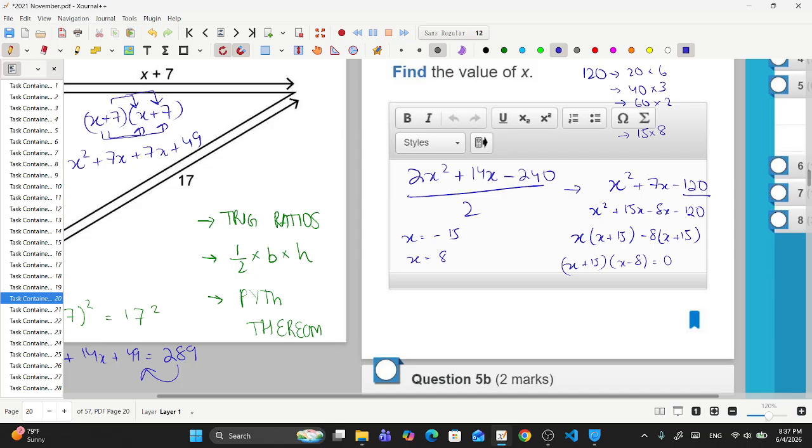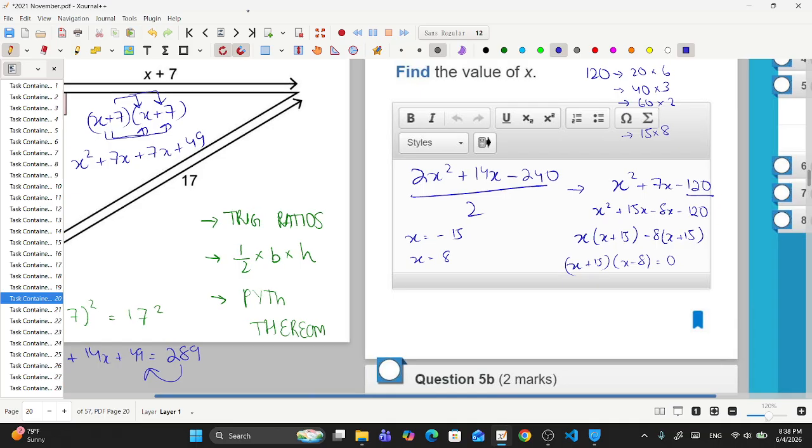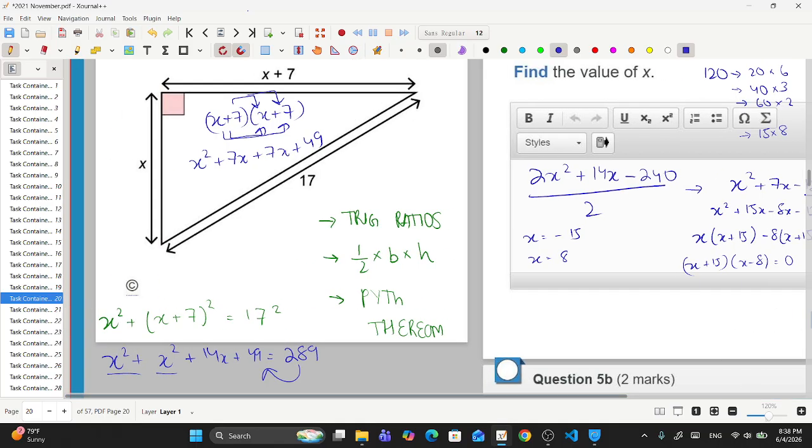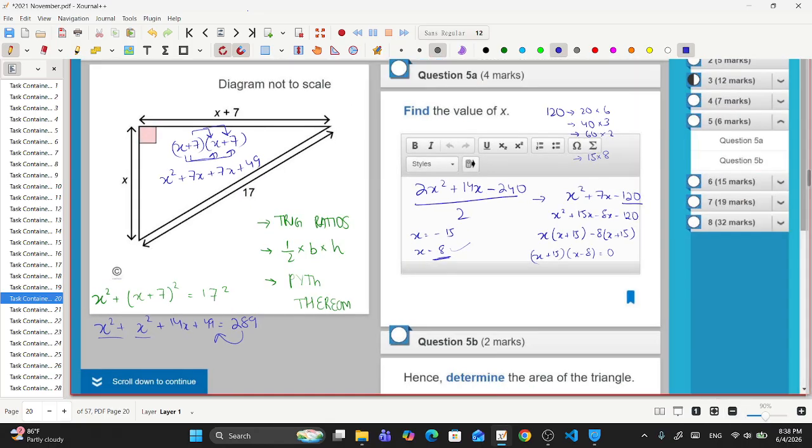This is very important for all of you to understand. Students will get confused, and some of the students are going to take negative 15. Always remember, we are not going to take negative 15 because x is representing a length, and a length cannot be negative, right? It has to be positive. So we'll take the positive value of x. So you will write x equals positive 8, right? So this is 4 marks confirmed.